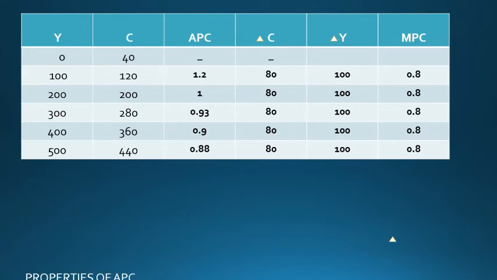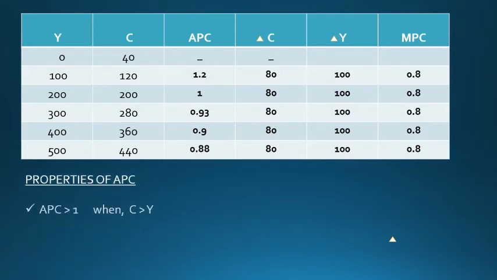To learn more about the properties of APC, we'll see that APC is greater than 1 when the consumption is greater than income. That means at autonomous consumption.